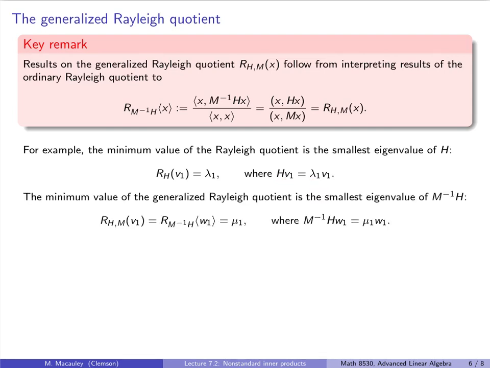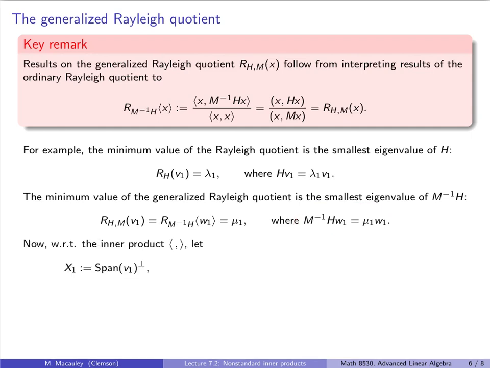The generalized Rayleigh quotient has a minimum value, let's say mu1, which is the smallest eigenvalue of M inverse H. So formally that means M inverse H W1 equals mu1 W1 for some eigenvector W1, and often this is written as H W1 equals mu1 M W1.